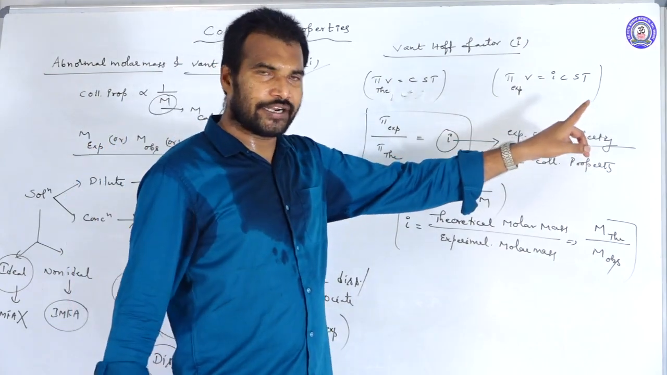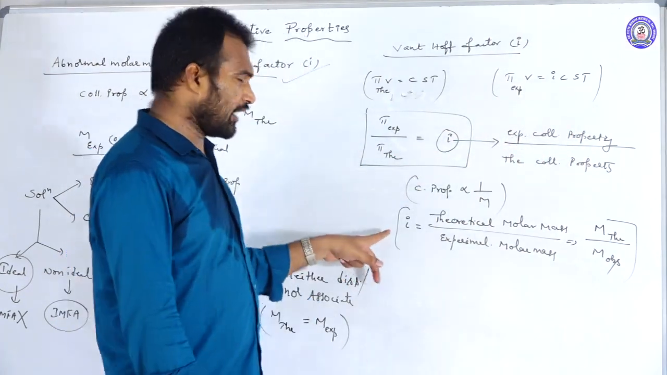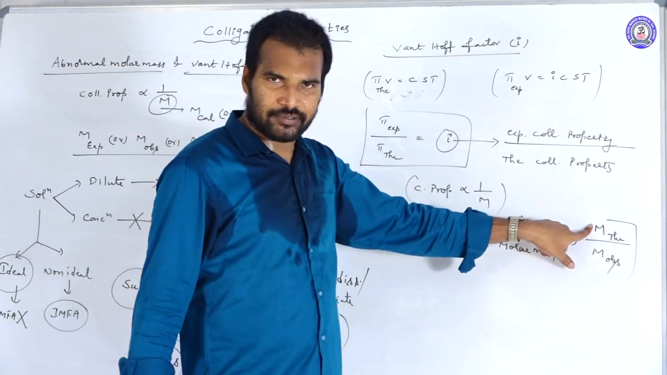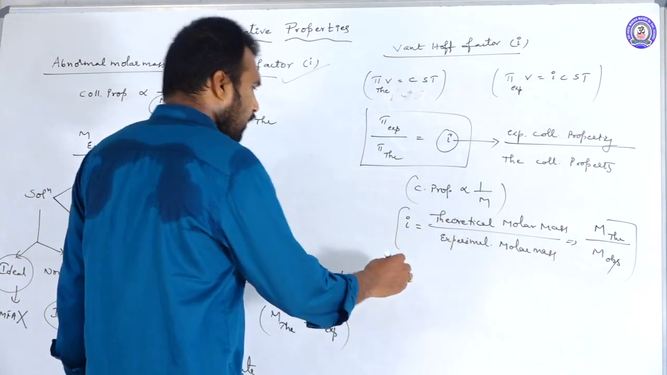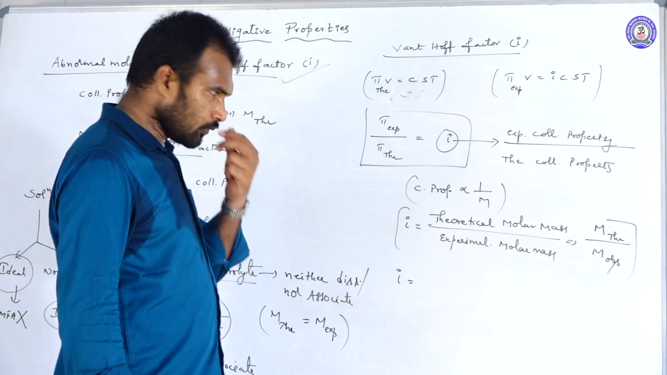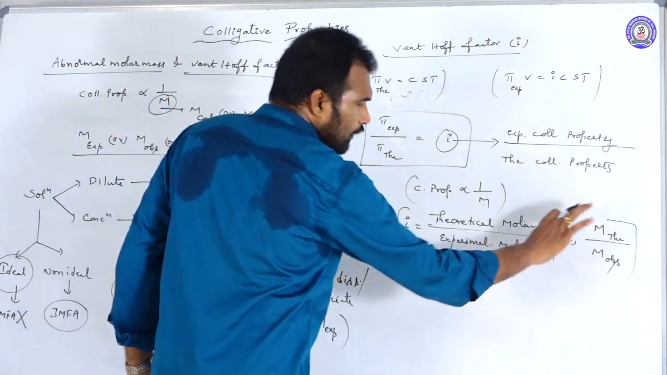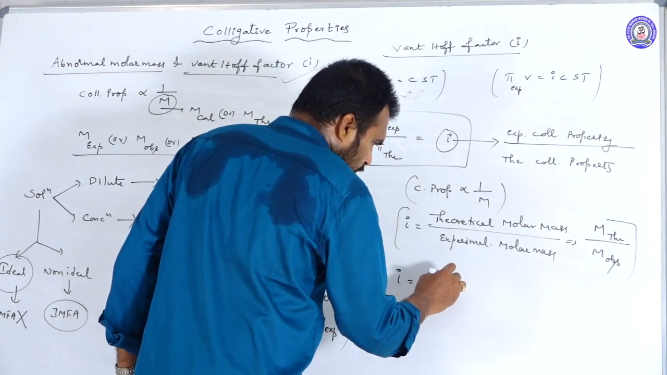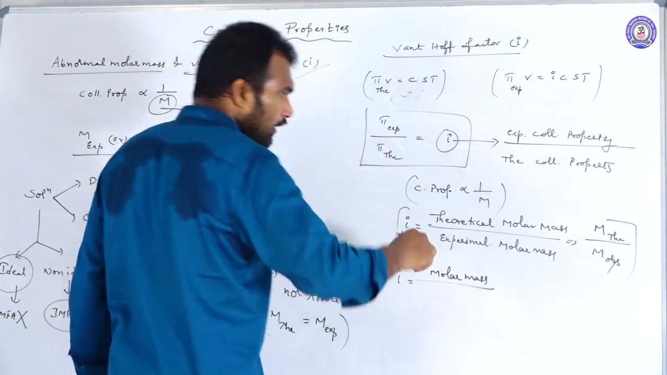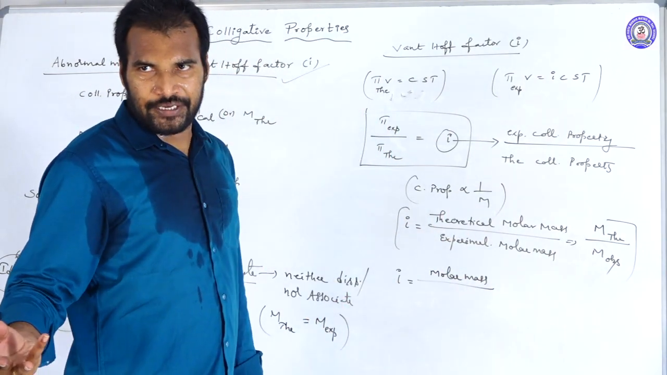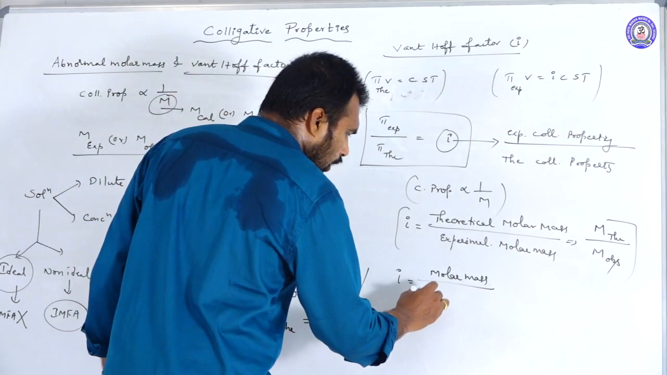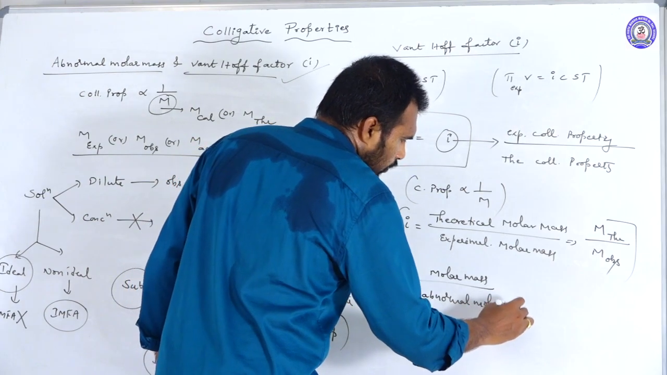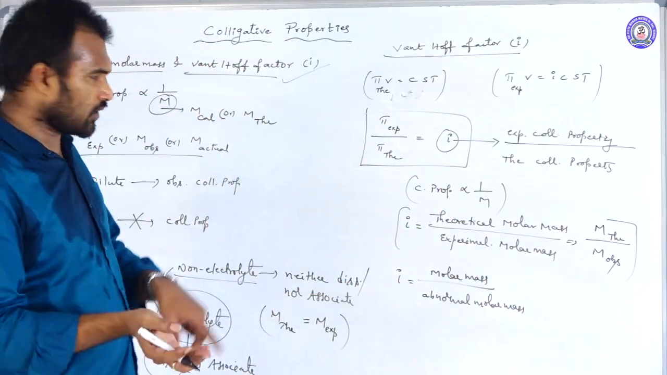The first formula is experimental colligative property by theoretical colligative property, and the second definition, i is equal to the ratio between the theoretical molar mass and the observed molar mass. Theoretical means calculated, observed means experimental. And one more formula: i is equal to the theoretical molar mass, the mass which we calculated by using colligative property, divided by the observed, by doing the experiment. There is a difference, and that is what we call abnormal molar mass. The ratio between the molar mass and the abnormal molar mass also gives the i value.